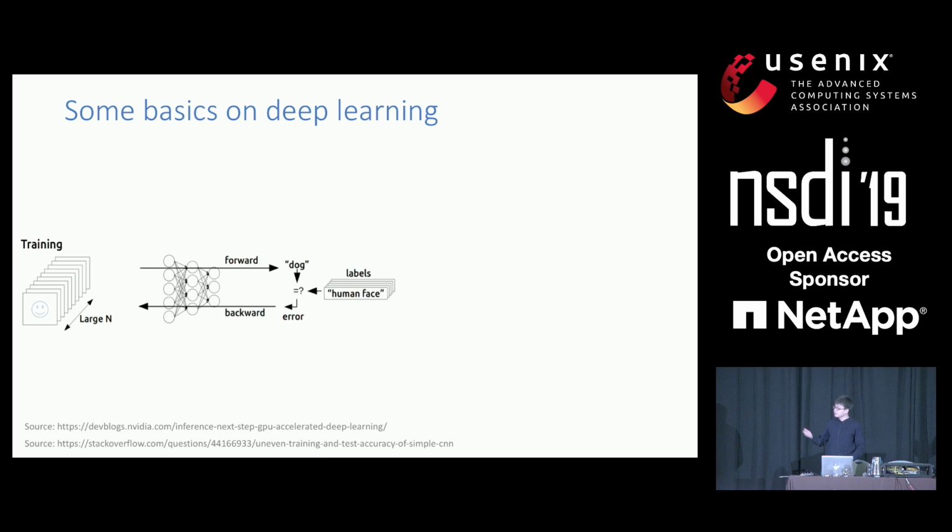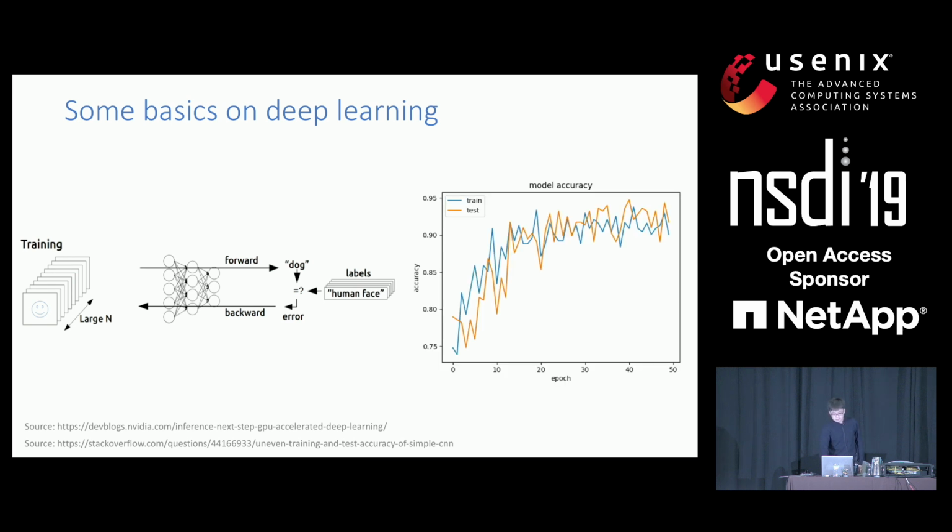Once you get a prediction, you can compare that prediction against the ground truth labels and get the error, or the difference. That error will be propagated backwards through these layers to update the parameters, in the hope that the next time you do the forward propagation, the result will be more accurate. So over the training process, the training accuracy will become better and better with more and more iterations.